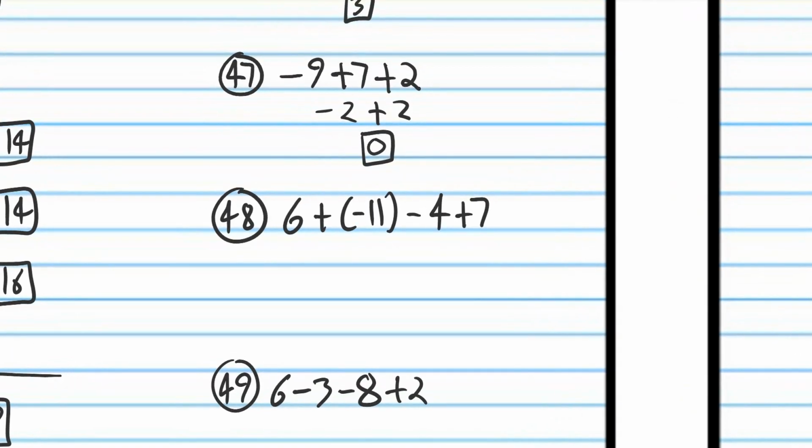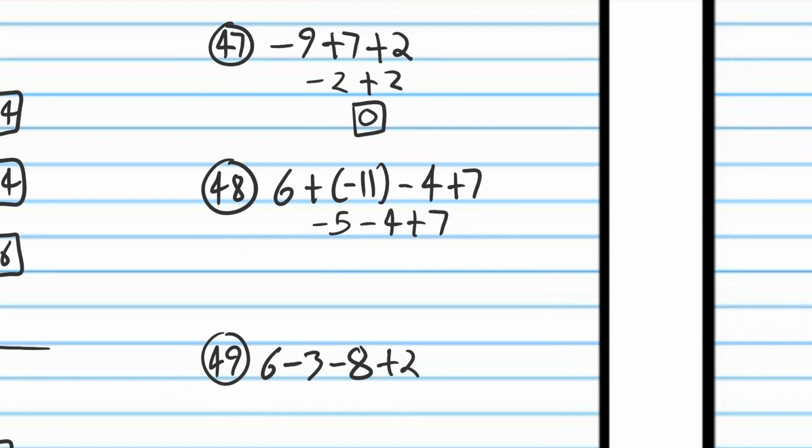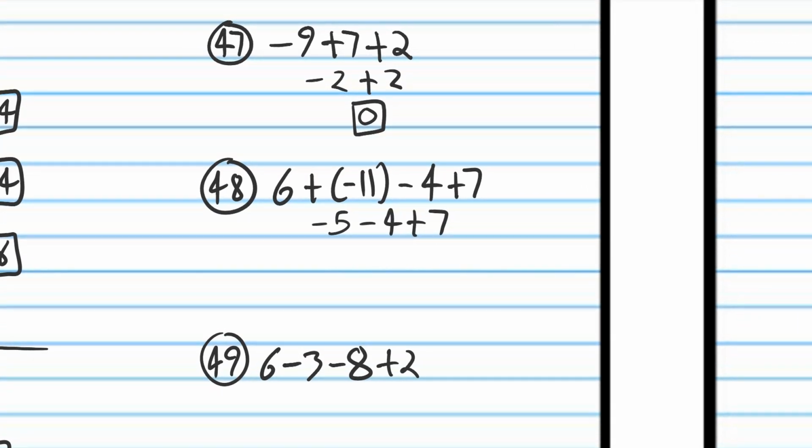All right, number 48, 6 plus negative 11. The negative 11 defeats, so you end up with negative 5. And rewrite the other numbers. And negative 5 minus 4, that's the same thing as negative 5 plus negative 4, so that would be negative 9. Again, I know that's weird, but you're just going to have to get used to that notation. And the final answer is negative 2.